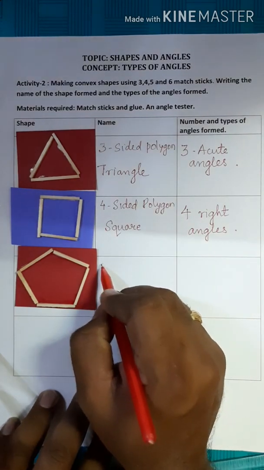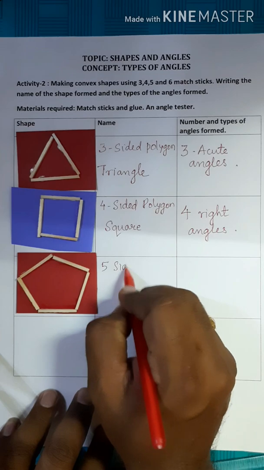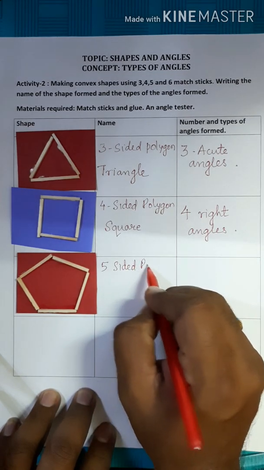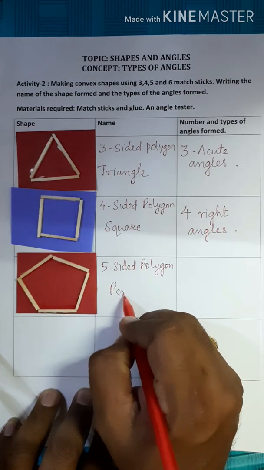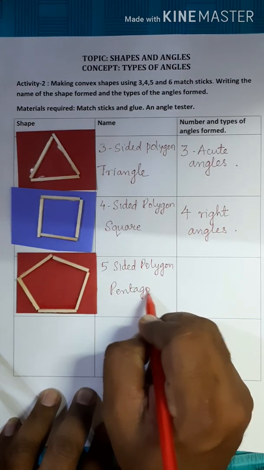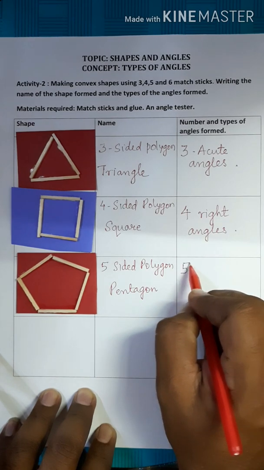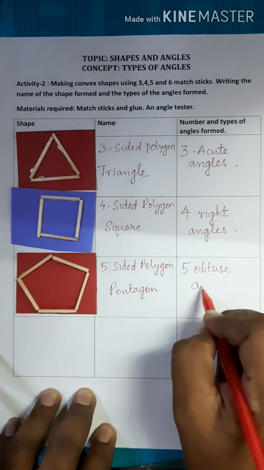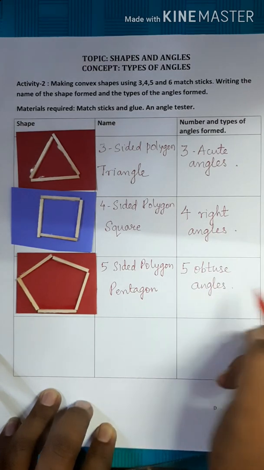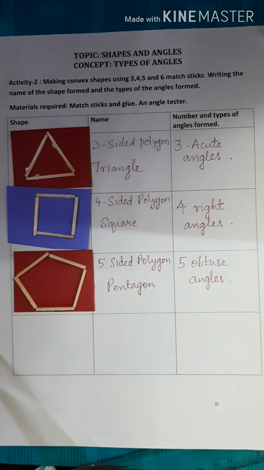So this is a 5-sided polygon. We call it a pentagon, and it has 5 obtuse angles.